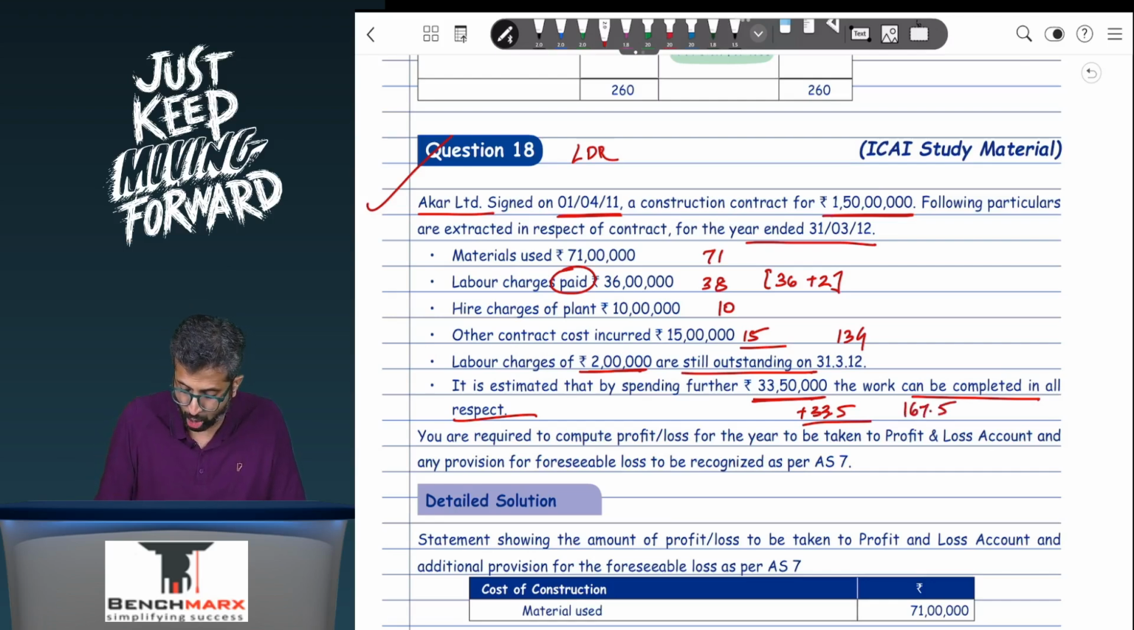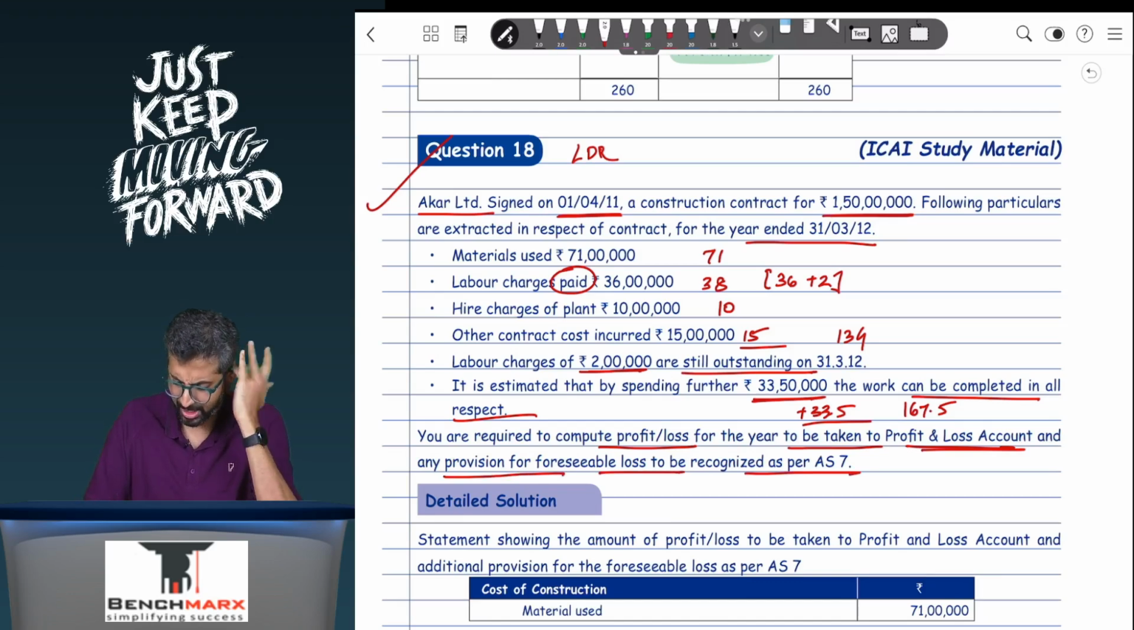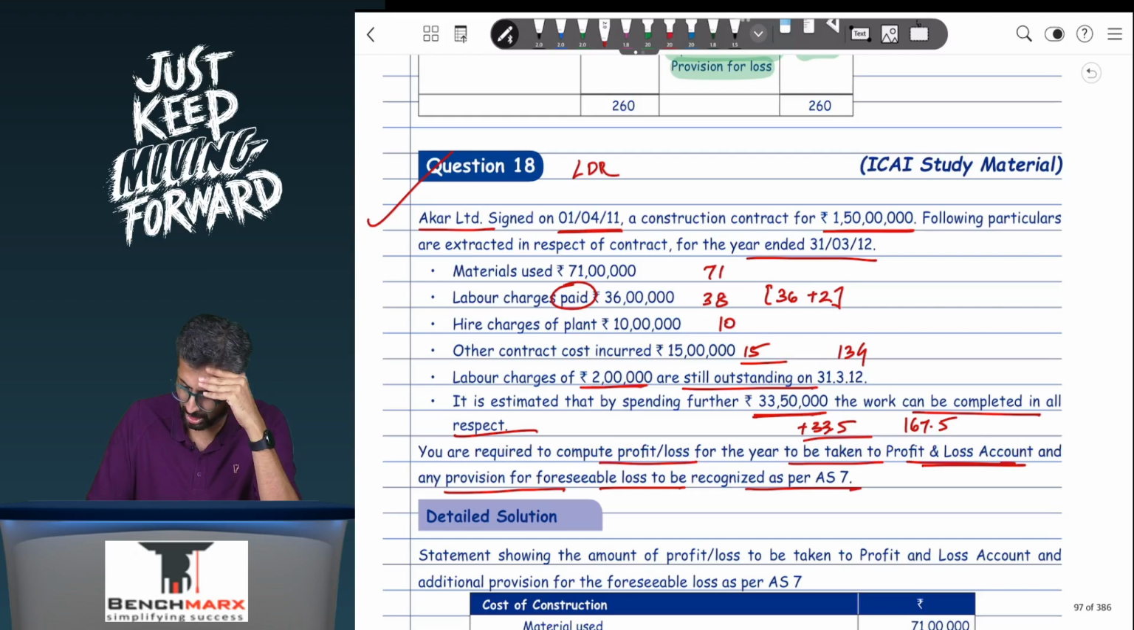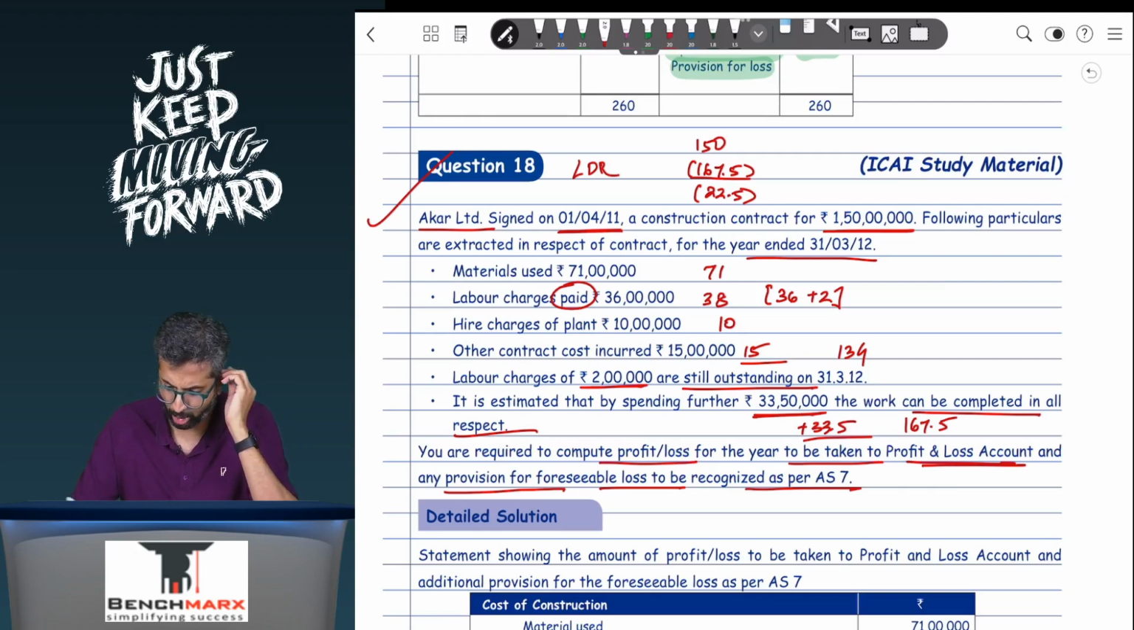What are you supposed to do? You are required to compute the profit or loss for the year to be taken to the P&L, that is first, and provision for any foreseeable loss to be recorded. Okay, over here, in my profit and loss, this is a contract with a revenue of 150, overall cost of 167.5, and hence there is an overall loss of, not 22.5, bad mathematics, 17.5.